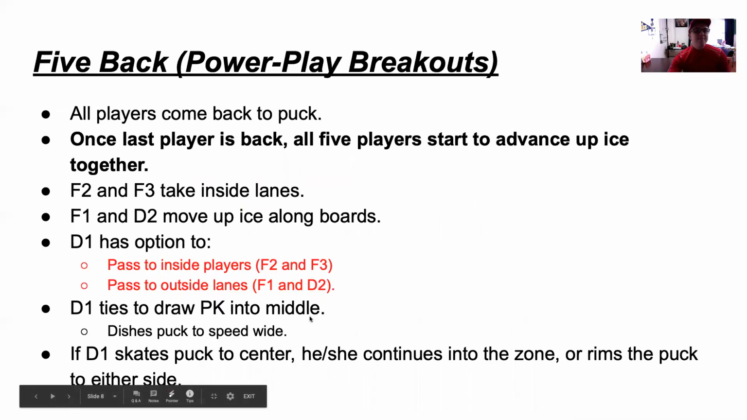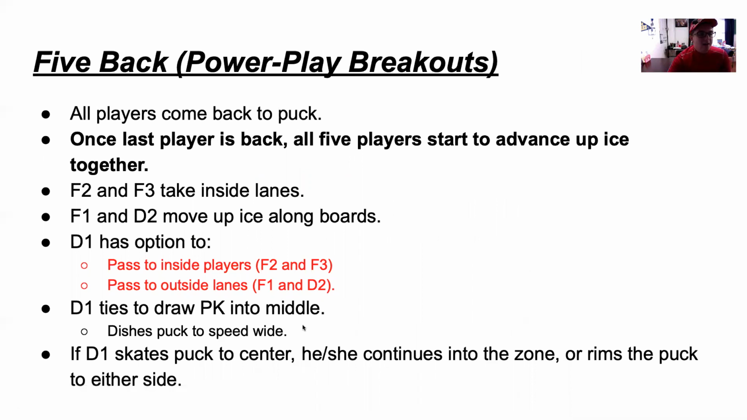So we had the 5 back, which is the power play breakouts. All players come back to the puck. And once the last player is back, all 5 players start to advance up the ice together. So F2 and F3 take inside lanes, like we talked about. They're not going wide, they're going inside. F1 and D2 move up the ice along the boards.